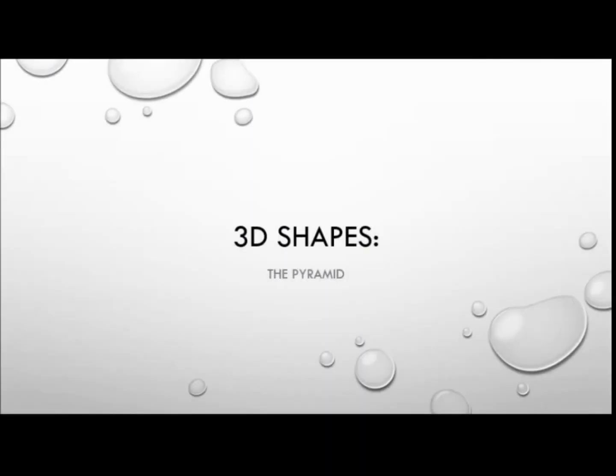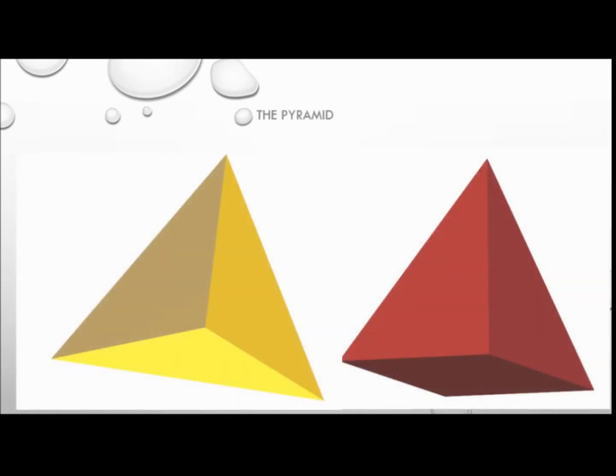Hello and welcome to another GCSE revision video, and in this video we're going to be looking at the pyramid. Now there are many types of shapes that are all called pyramid, and here's two of them. The first one is called a triangle based pyramid or tetrahedron, and the other is a square based pyramid or pentahedron.